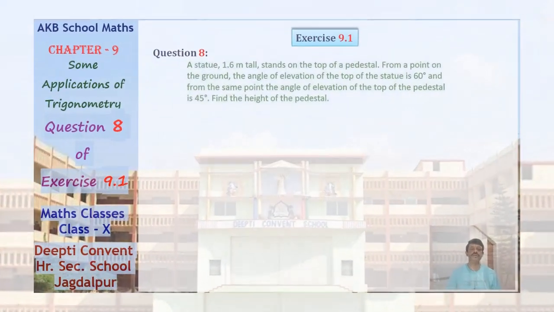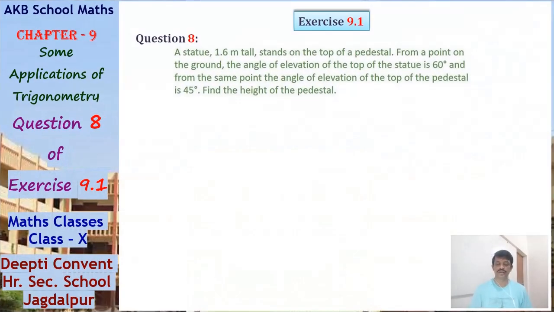Question 8 of exercise 9.1. A statue 1.6 meters tall stands on the top of a pedestal. From a point on the ground, the angle of elevation of the top of the statue is 60 degrees, and from the same point the angle of elevation of the top of the pedestal is 45 degrees. Find the height of the pedestal.